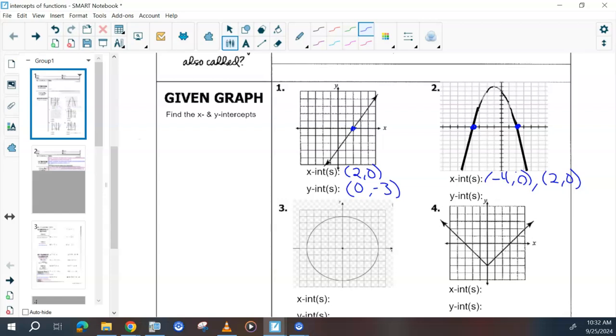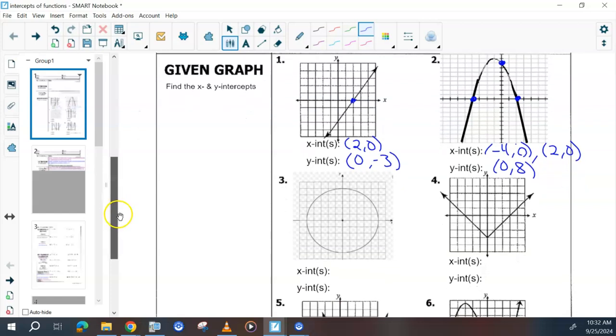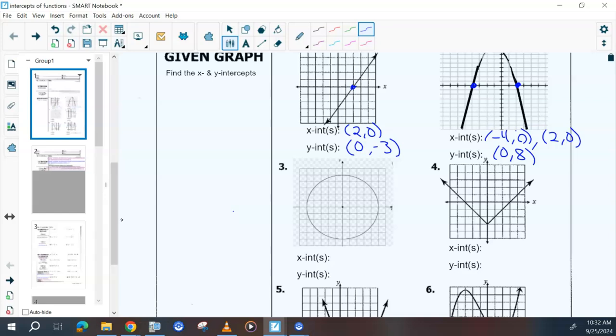So I would write that as (0, 8). Find the x and y intercepts for number 3. Find the x and y intercepts for number 3. Where does that cross the x and y axis?